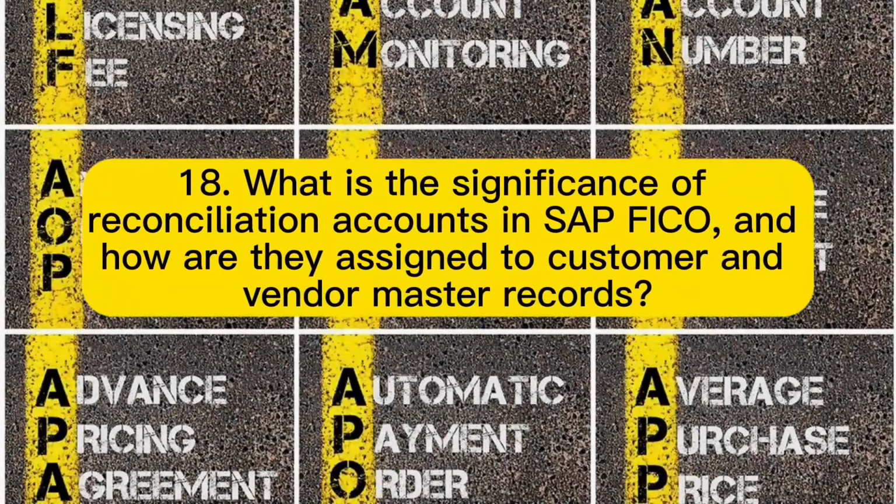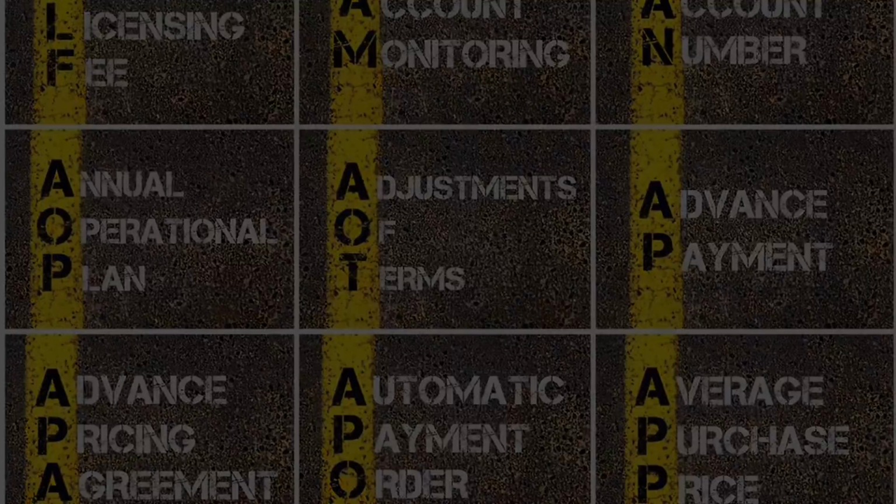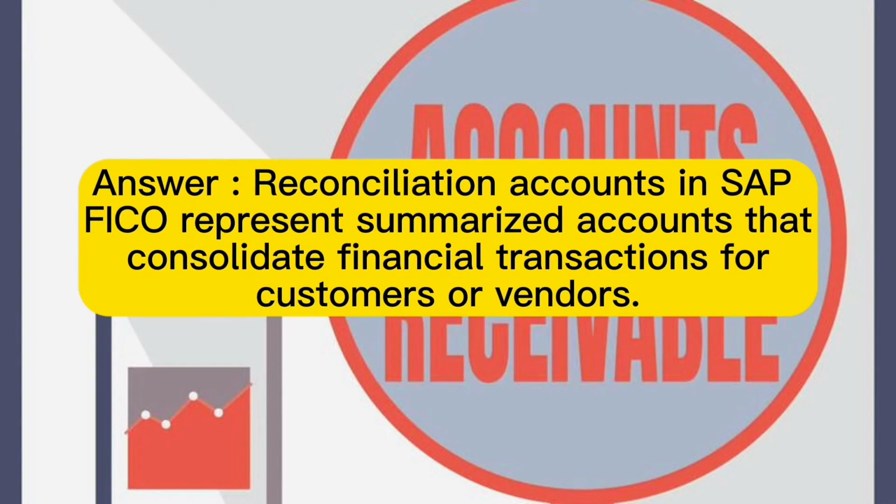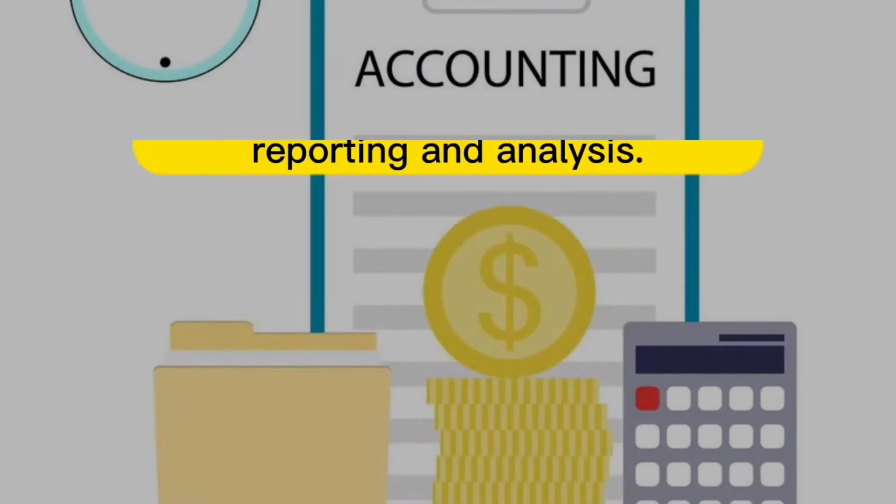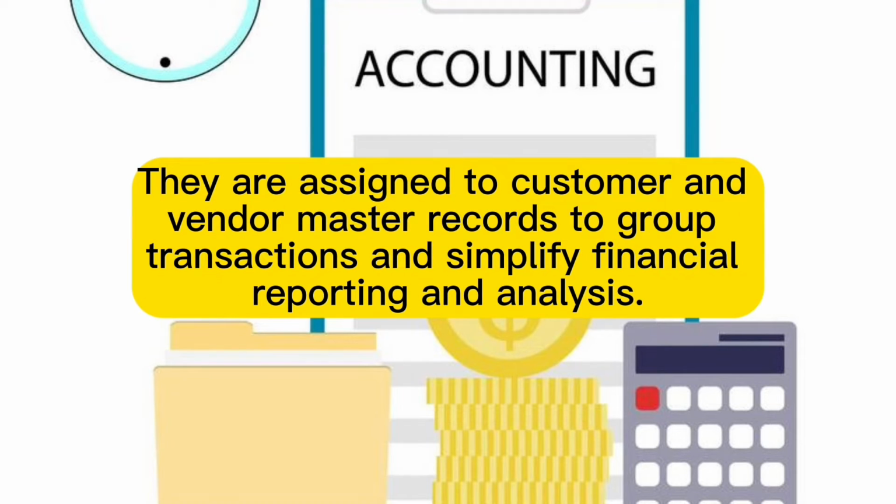18. What is the significance of reconciliation accounts in SAP FICO, and how are they assigned to customer and vendor master records? Answer. Reconciliation accounts in SAP FICO represent summarized accounts that consolidate financial transactions for customers or vendors. They are assigned to customer and vendor master records to group transactions and simplify financial reporting and analysis.